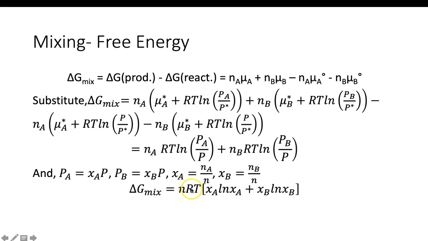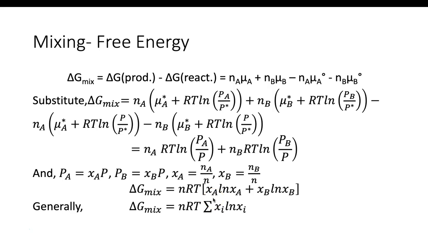Number of moles overall times RT, and it's the sum of the mole fraction of A times the natural log of the mole fraction of A plus the mole fraction of B times the natural log of the mole fraction of B. Or if we had more than two substances, so very general, the delta G mixing is just the sum of all of these components. Mole fraction times the natural log of mole fraction.